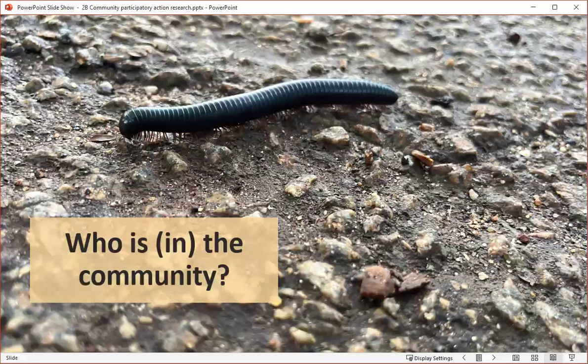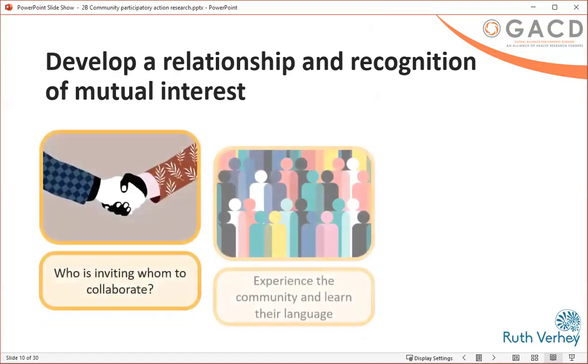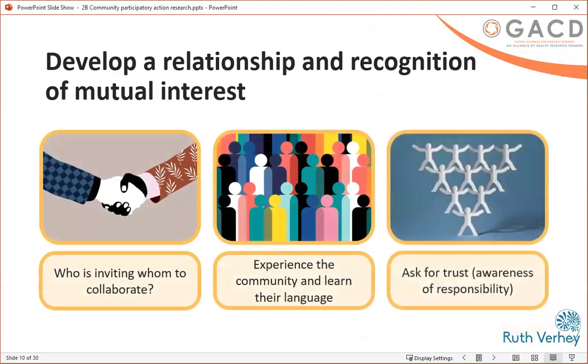First of all, we have to figure out who is the community, or who is in the community. We need to develop a relationship, and we need to recognize the mutual interest that there is. That means we have to give a voice to everyone, right? Who are we actually inviting to collaborate, and who is inviting the people to collaborate? We have to experience the community, learn the language. And I don't mean that only literally. It would be great to learn the language, but also to learn the nuances in a specific community. This might mean staying there for quite a long time.